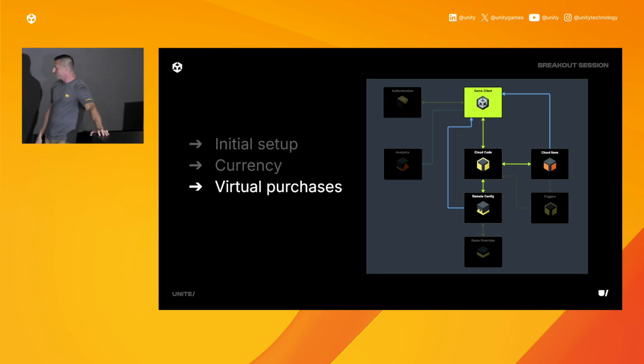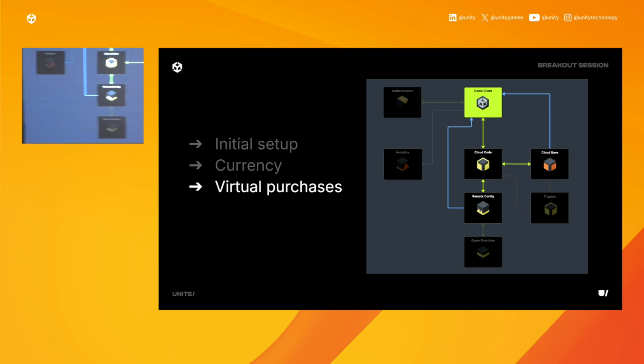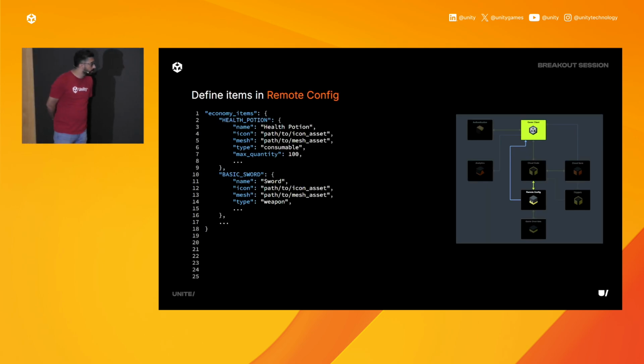Cool. And now that we've got our setup complete, we've got currencies, we're going to go ahead and create our virtual purchases. So again, here we're going to use remote config to go ahead and create the economy items. We're going to have that as a top-level key to just make it easier to fetch just that one item if we want to. Then, like before, we're going to have our health potion, the ID of the actual item itself, be the top level. And then inside that, we're going to have the human readable name, path to an icon, let's say a mesh, and the item type, which is going to be critical here because we're going to use this later on for queryability purposes as well as a max quantity.